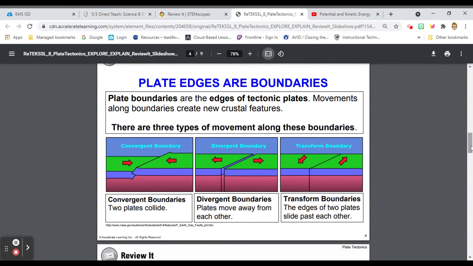So you're going to have to know the three different types of plate movements and what's associated with each type. At the edge of all the tectonic plates, these are called plate boundaries. And movements along these plate boundaries are going to cause crustal features. There are three types of movement. There's convergent, where the two plates are colliding. You have divergent boundaries, in which the plates are separating or diverging from one another. And then you have when two plates are side by side and they're sliding past each other.